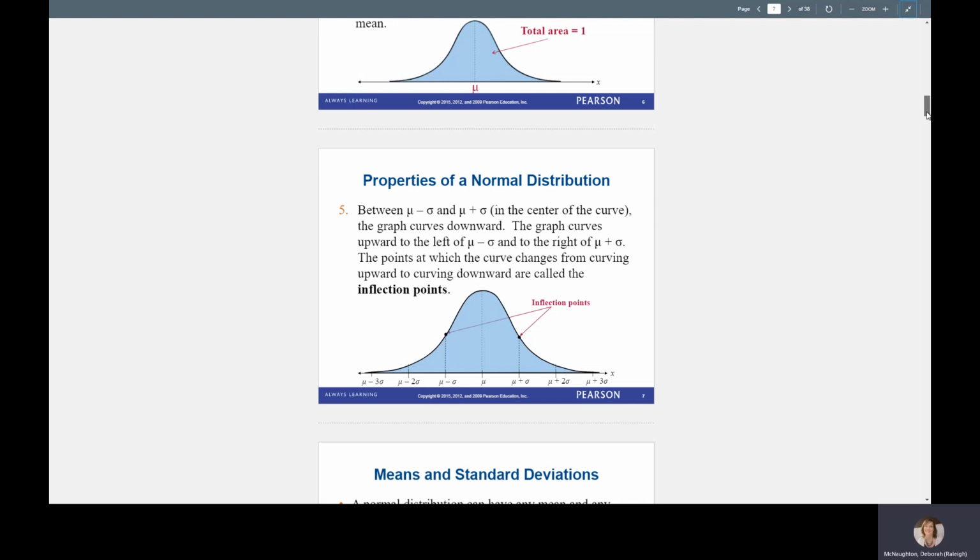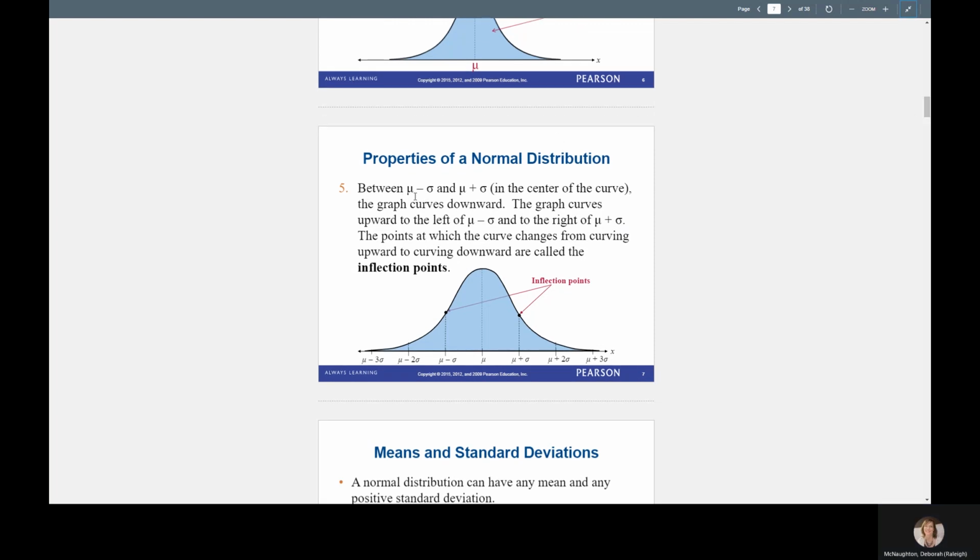Okay, some properties of a normal distribution. Between mu minus sigma and mu plus sigma, which is here in the center. So let me actually start with here. So this is the mean, okay? So when we look at a normal distribution, there are two parameters that we need in order to draw this curve. I need to know what the mean is, and the mean will be in the middle of the curve. And I need to know what the standard deviation is, because that tells me how far apart these 2 points are.